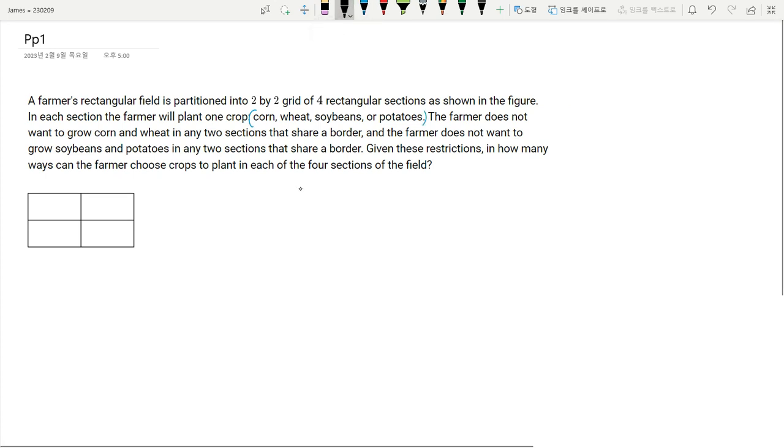So there are 4 crops to plant, and there are some rules.